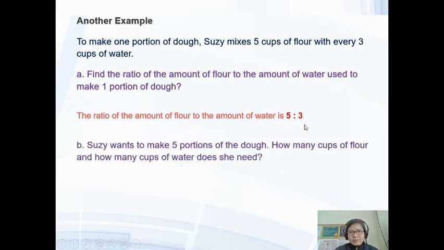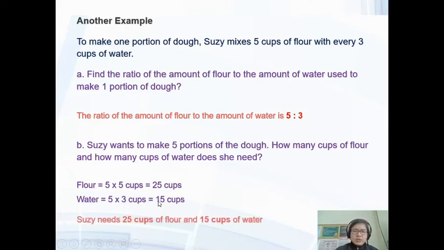Okay, second one. So she wants to make 5 portions of the dough, the same dough. How many cups of flour and how many cups of water does she need? Since for one dough we use 5 cups of the flour and 3 cups of the water, when we are going to make 5 portions, just multiply by 5. So 5 times 5 is 25, and 5 times 3 is equal to 15. So Susie needs 25 cups of flour and 15 cups of water.